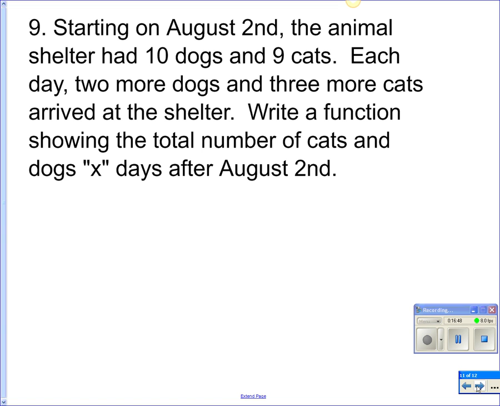Number 9. Starting on August 2nd, the animal shelter had 10 dogs and 9 cats. Each day, 2 more dogs and 3 more cats arrived at the shelter. Write a function showing the total number of cats and dogs x days after August 2nd. Summer. What should I circle? What does it want me to do? What should I circle?